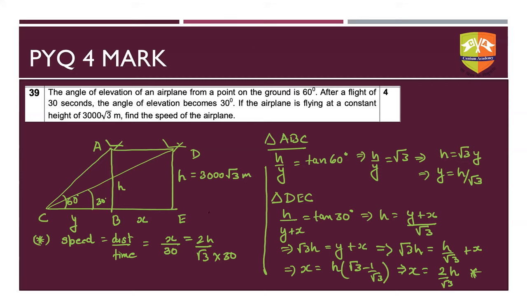Now h is given as 3000 by root 3. So that means this is equal to 3000. So 2 times 3000, in the last step I'm doing the final calculation, divided by 30 root 3. So root 3 will go. This is 100. So this is 200 meters per second. Isn't it? Very good speed. Make sense? It is moving at 18 by 5, 720 kilometers per hour. Anyways, 540 kilometers per hour.